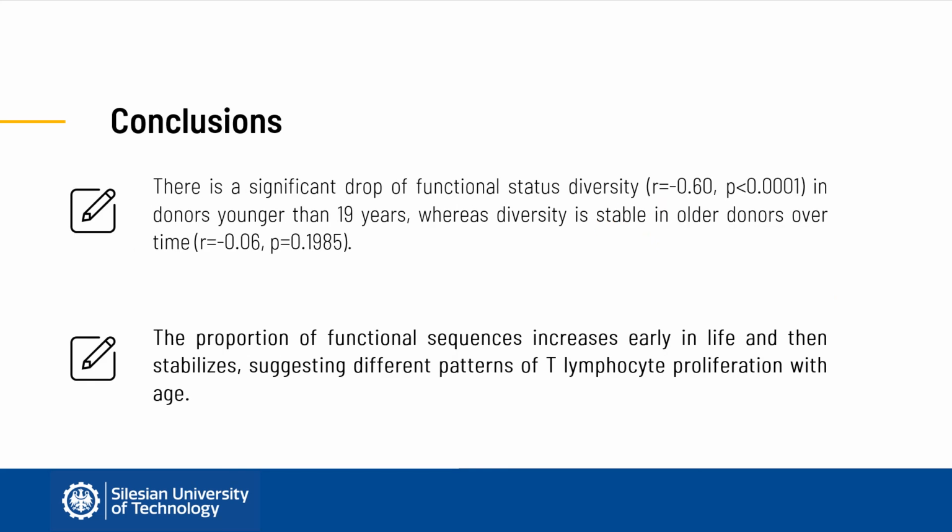To conclude, we observe the best age split between people of age 18 and 19. Until the age of 19, the proportion of functional sequences increases and stays stable afterwards. This result suggests a different pattern of T lymphocyte proliferation with age. This knowledge might help getting a more precise assessment of the effects of aging on the immune system.